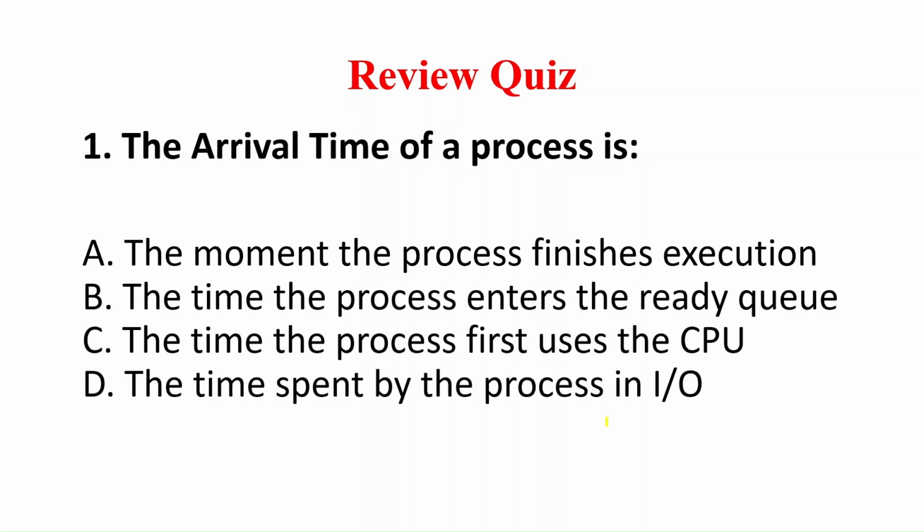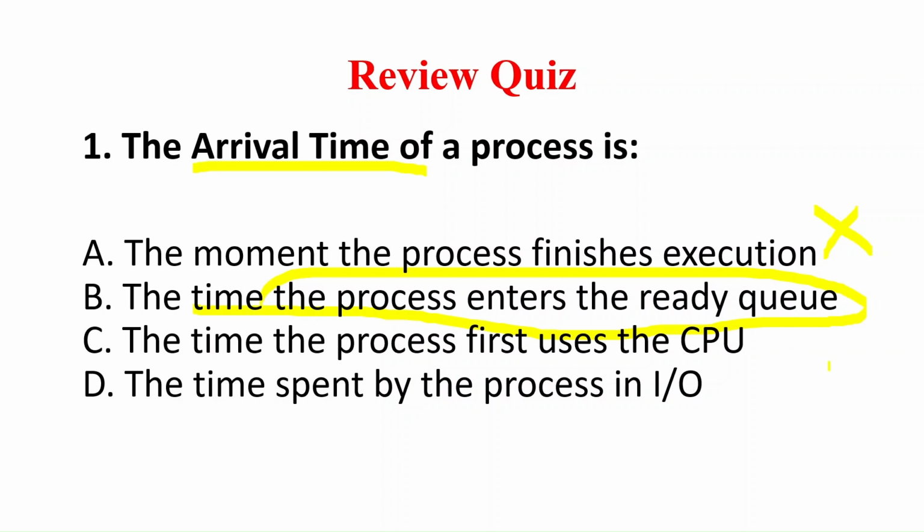Options are: the moment the process finishes execution, the time the process enters the ready queue, the time the process first uses the CPU, the time spent by the process in IO. So the moment the process finishes execution is the completion time, so it cannot be arrival time. We already know arrival is related to when the process enters the ready queue. So the second option, the time the process enters the ready queue. Yes, when a process enters the ready queue, that means the process has arrived.